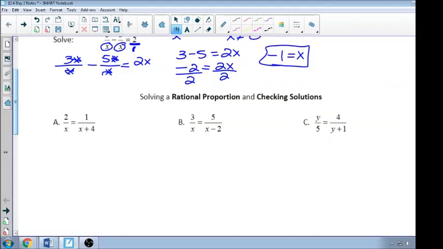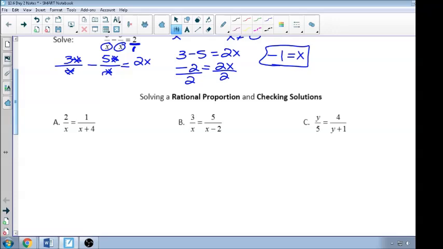Let's move on to today, where I have a rational proportion. So I only have two fractions around an equal sign. If I only have two fractions around an equal sign, I'm going to think of two words: cross multiply. All right. So if I have three fractions around an equal sign, it's LCD, three letters. If I have two fractions around an equal sign, it is going to be two words: cross multiply.